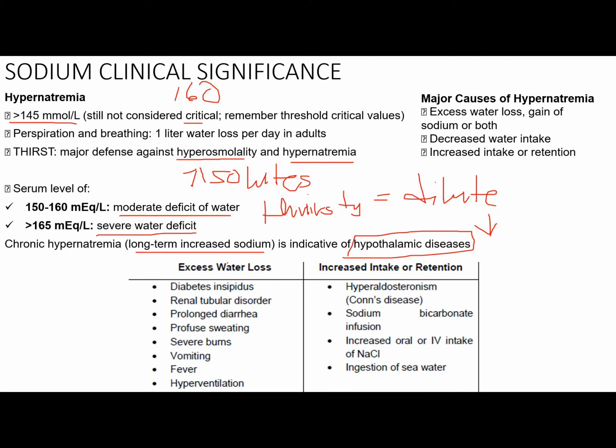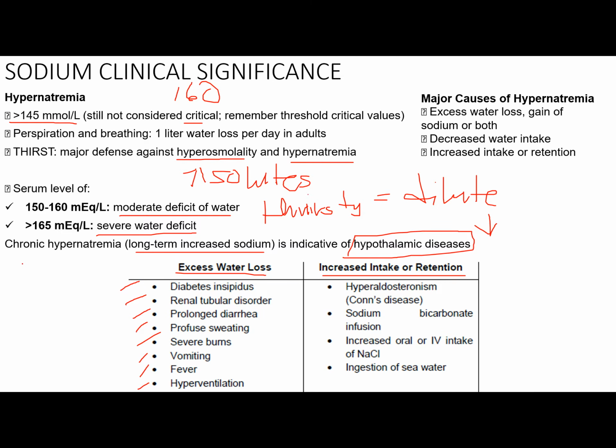Now take note of the two possible major causes of hypernatremia: excessive water loss and increased intake or retention. Ulitin ko class, itong dalawa na to, these are the two major causes of hypernatremia. And under these two major causes, there are different diseases. Let's tackle them one by one. The first one, excess water loss. Under excess water loss, we have your diabetes insipidus, renal tubular disorder, prolonged diarrhea, profuse sweating, severe burns, vomiting, fever, and hyperventilation.